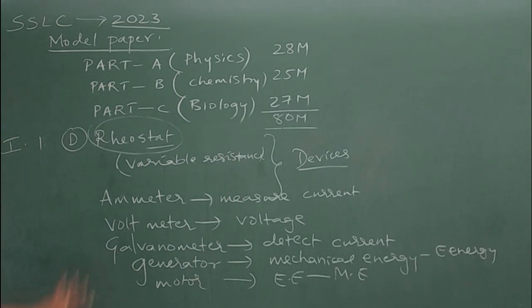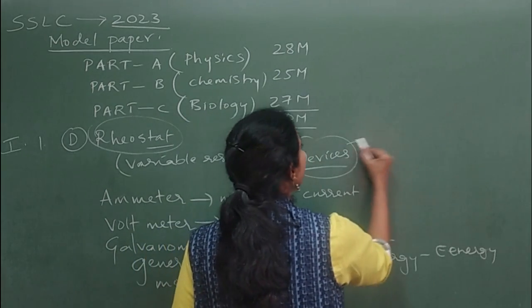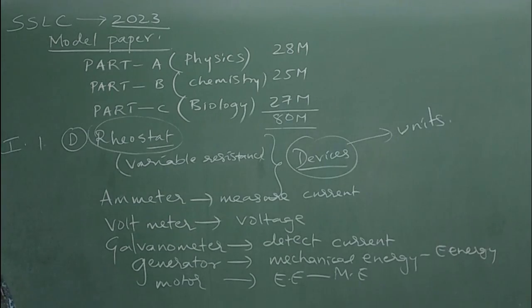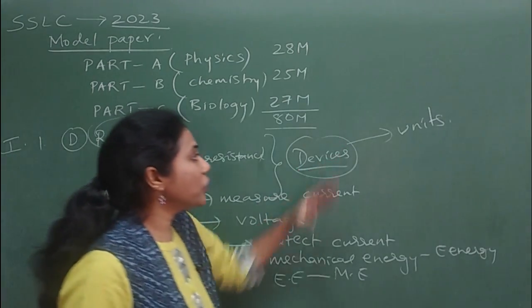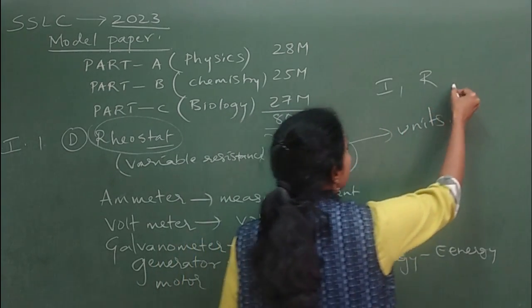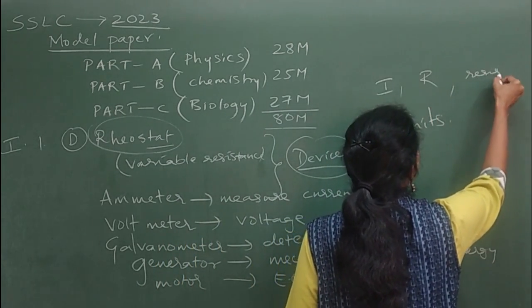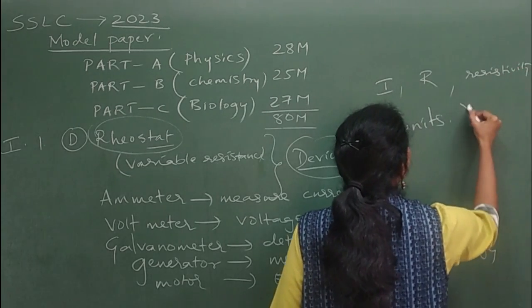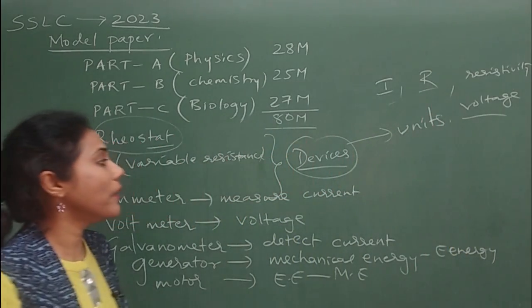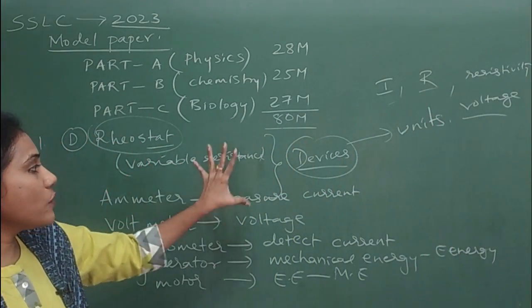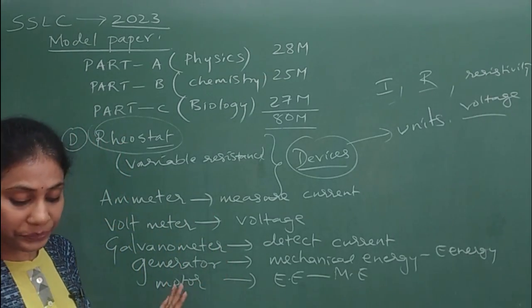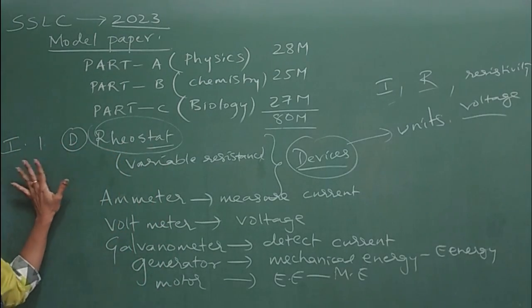See, these instruments are very, very important. Not only that, their units are also very, very important. Units in the sense: unit of electric current, unit of resistance, units of resistivity, unit of voltage. So their units are also very, very important. This is one of the essential concepts on which you should have an idea. Fine, that is all about our question number 1.